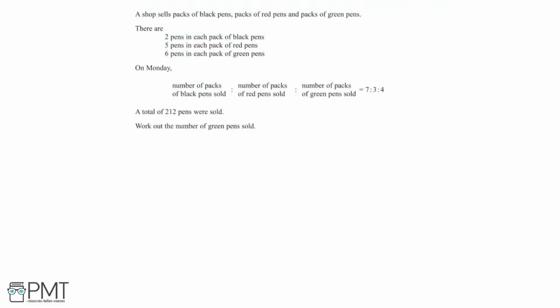In this question, we're told that a shop sells packs of black pens, packs of red pens, and packs of green pens. We're told that there are 2 pens in each pack of black pens, 5 pens in each pack of red pens, and 6 pens in each pack of green pens. And on Monday, the ratio of the number of packs of black pens sold to the number of packs of red pens sold to the number of packs of green pens sold was equal to 7 to 3 to 4. Now we're told that a total of 212 pens were sold, and we need to work out the number of green pens that were sold.